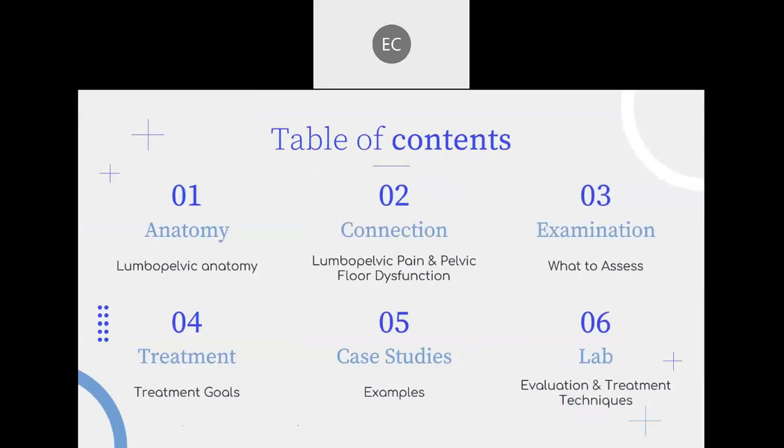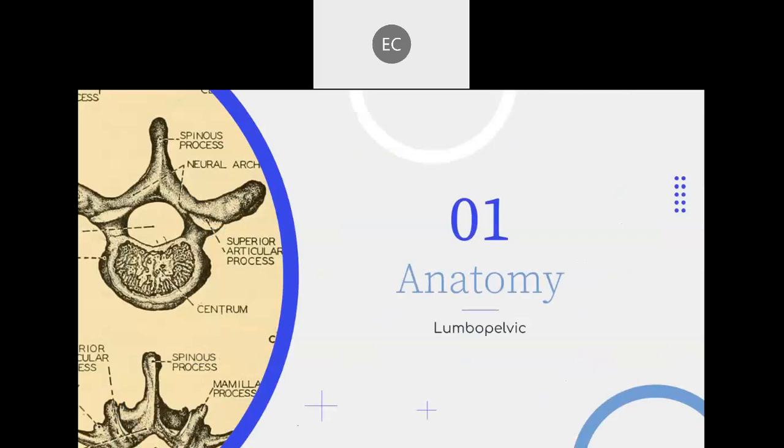So we're going to go over the table of contents. First, we're going to go over anatomy. Then we'll go over the connection between lumbopelvic pain and pelvic floor dysfunction. We'll briefly go over examination, some things to consider to assess treatment goals. We'll do 2 case studies, and then the presentation will end and we'll start our lab. So we're going to start with anatomy.